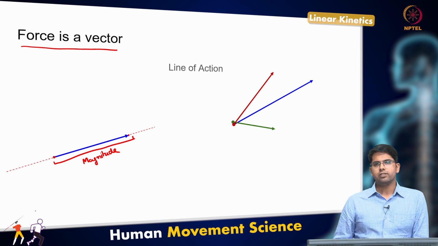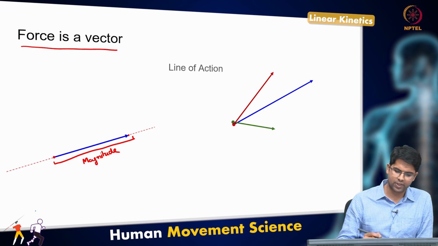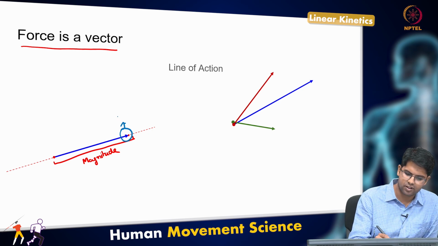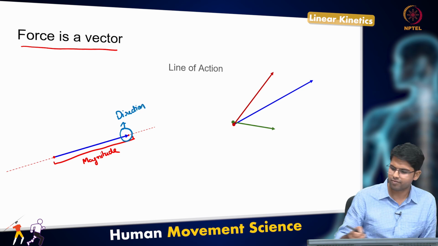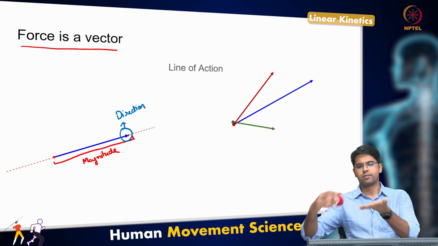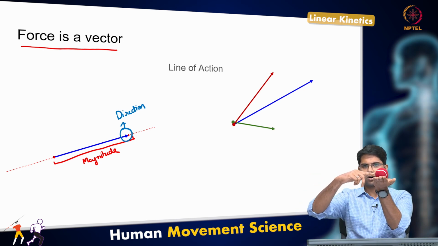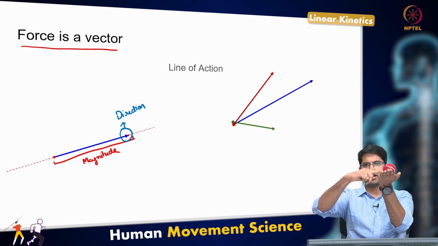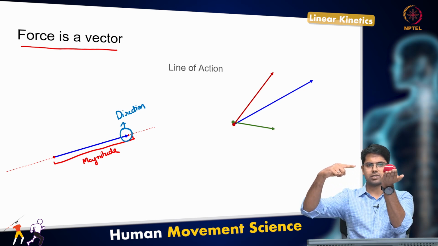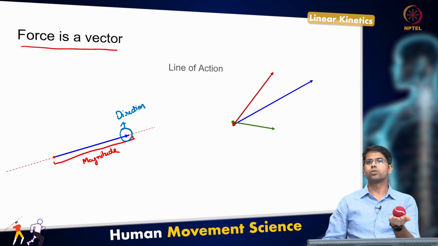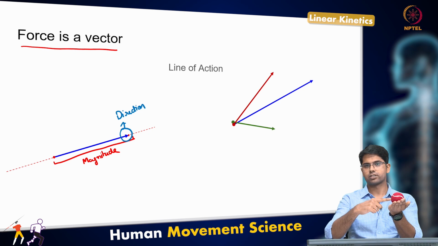The size of the vector represents the magnitude of the force. This arrow here represents the direction. So if I have this ball and I'm trying to apply a force on this body, and that is causing this motion, the force is acting in this direction. That is the line of action of this force. This here is the line of action of this force.